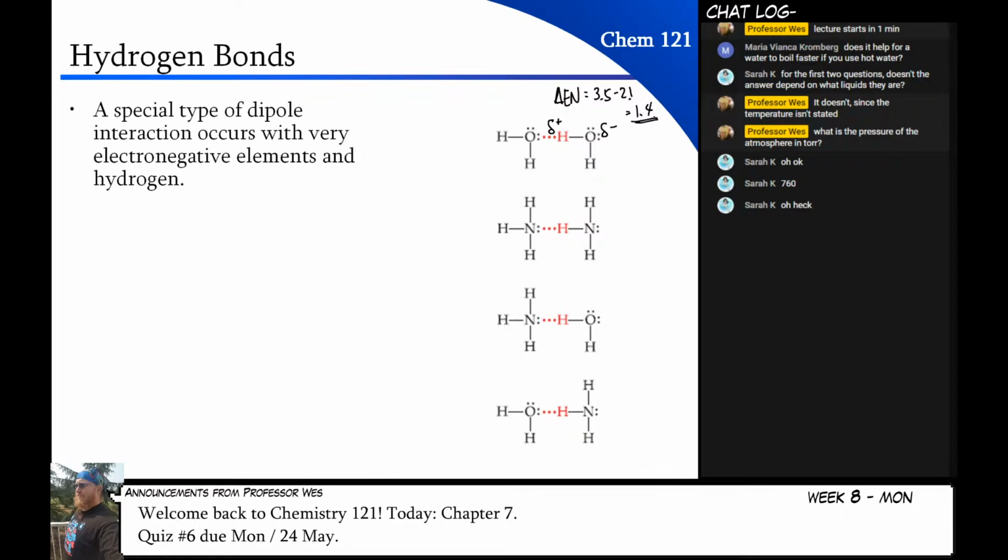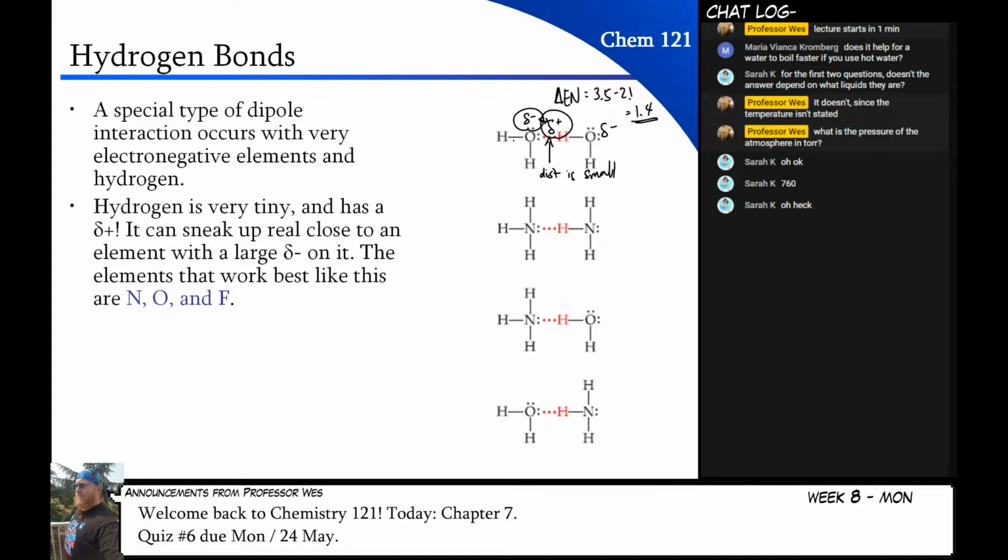Because that is such a strong difference, those delta pluses and delta minuses are considerably larger than they would be for other pairs of atoms. And water is so tiny that this distance is small, which means that I can allow this delta plus and the delta minus on oxygen here to get right up next to each other to form a strong interaction. And this is specifically called a hydrogen bond.